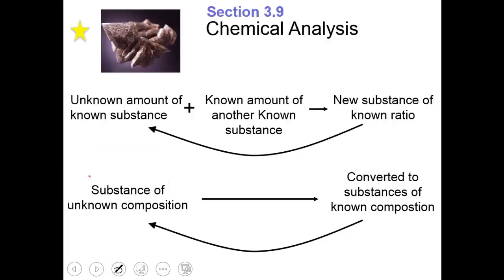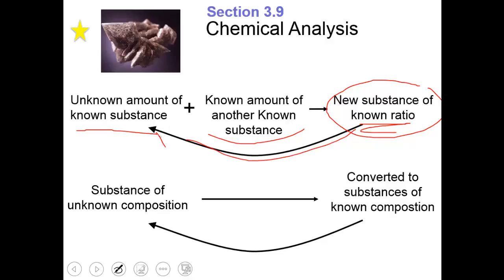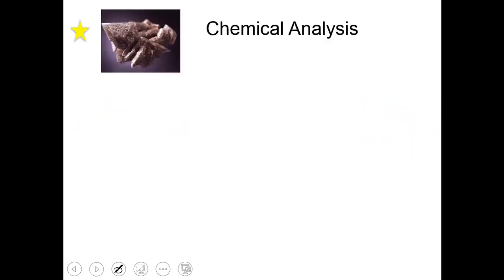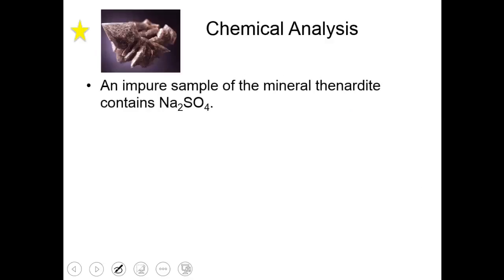And what we have to realize is that, let's say we have an unknown amount of something known, and we react it with something else that's a known amount of a known substance, and we make a new substance of known ratio, this empirical formula. We can back calculate then this unknown amount of a substance. And so we're going to be looking at this mass conservation theory that we learned in chapter 2.